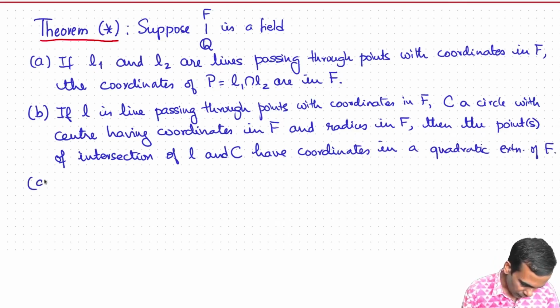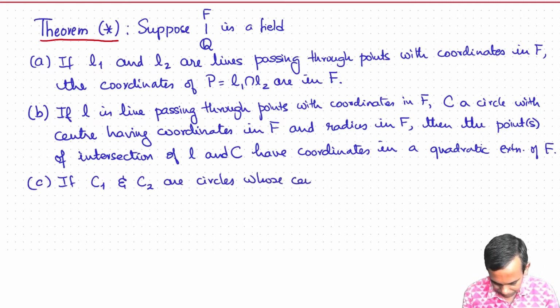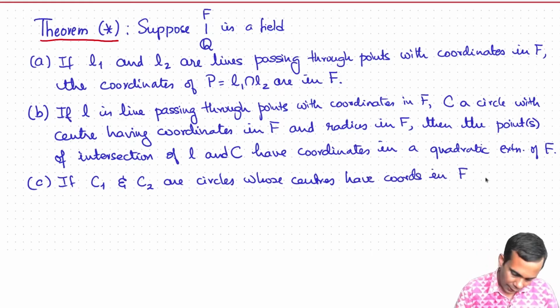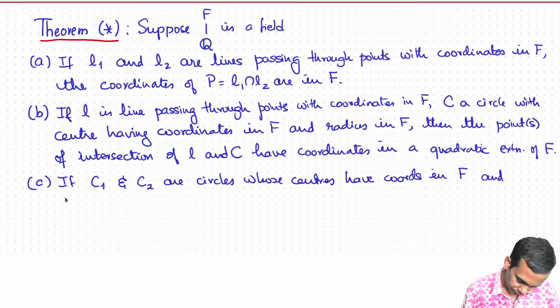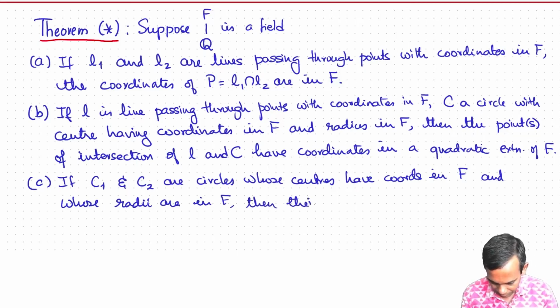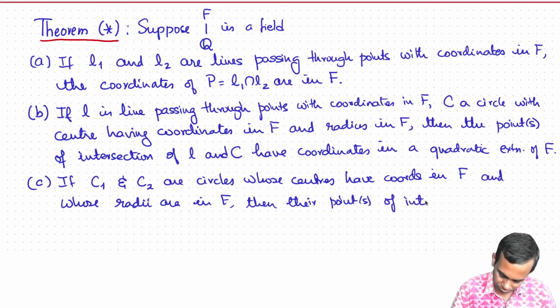And the last case, C: if C1 and C2 are circles whose centers have coordinates in F and radii are in F, then their points of intersection, again there could be just one point if they are tangential, lie in a quadratic extension of F.